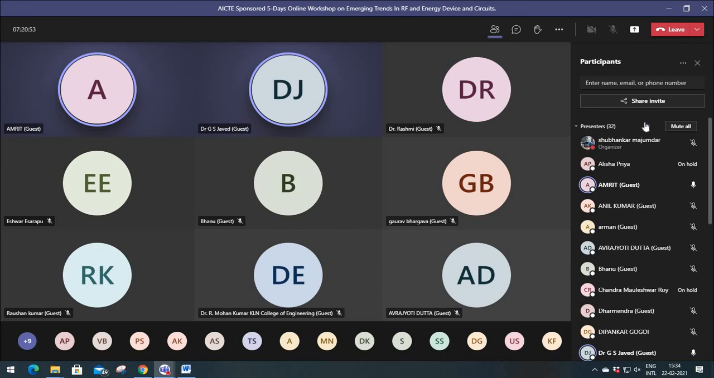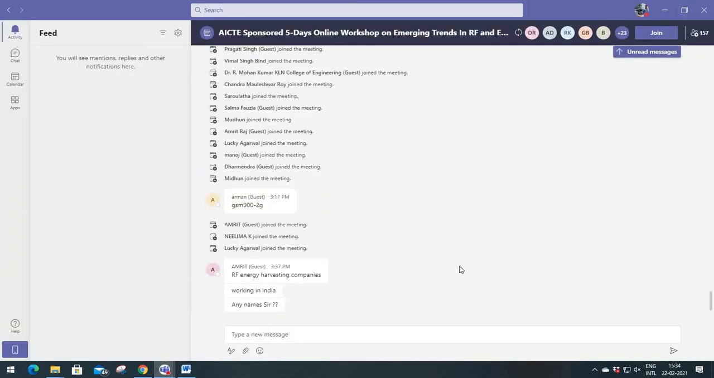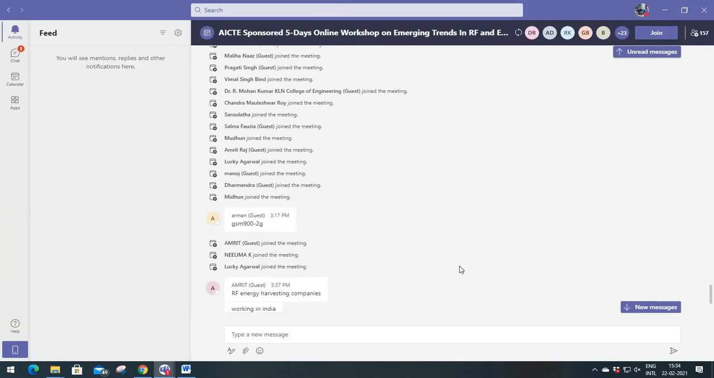Sir, kindly tell me the name of that company. Any one or two companies that are available in India, sir. Sorry, could you repeat that? Sir, the names of the energy harvesting companies in India that are currently working, some names, like a website link or anything related. Sure. There are not many companies which specifically work on it.